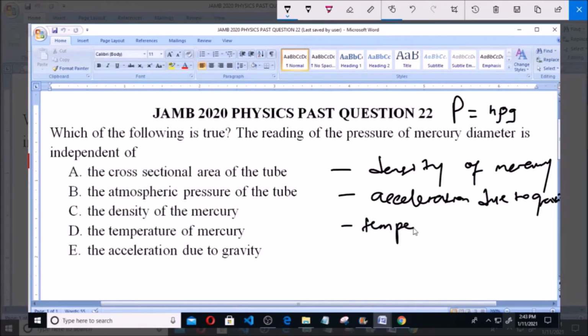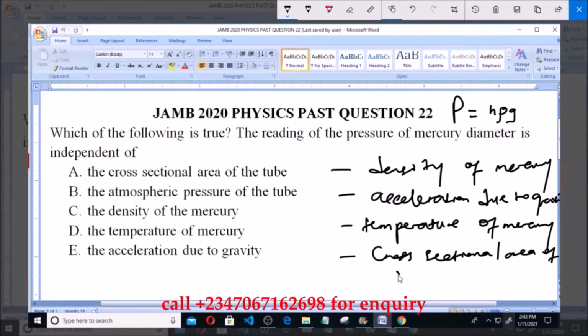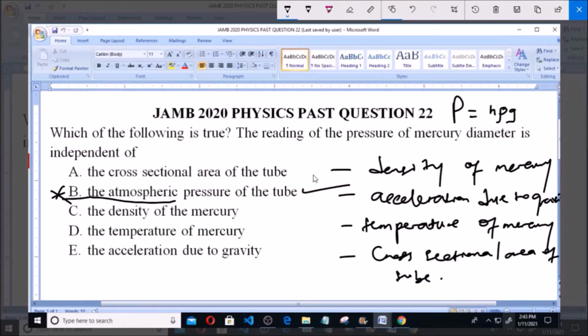Remember, we are using it to measure temperature, so the temperature of mercury will also affect what? The pressure of the mercury. Then it is also affected by what? By the cross-sectional area of the tube. Now, it is not affected by the atmospheric pressure. The pressure of mercury diameter is not affected by what? By the atmospheric pressure of the tube, making option B the answer to this question, because it is independent. It simply means that it is not affected by this. So option B, the atmospheric pressure of the tube, is the correct answer to the question.